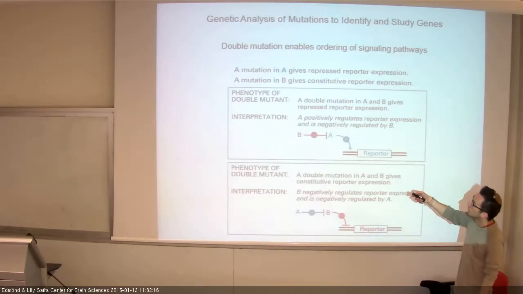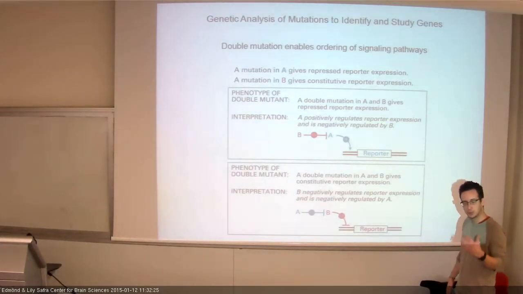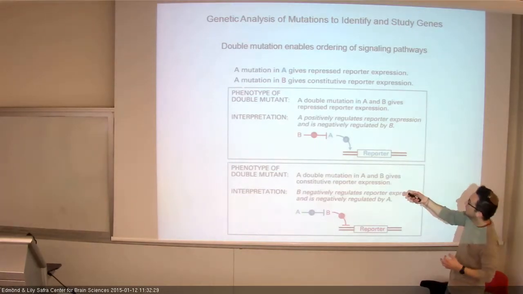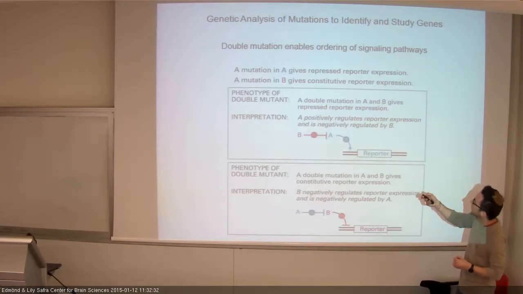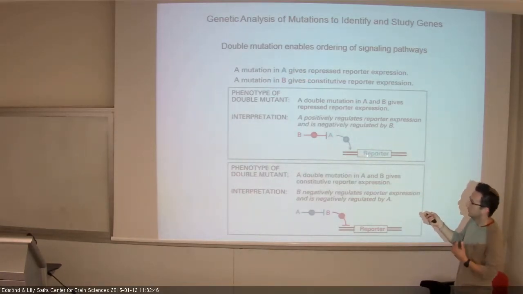Now we induce a double mutation in the same experiment, and we have two possible results, and each one has just one possible interpretation of the order of the two components. So if a double mutation in A and B gives repressed reporter expression, the same outcome as the single mutation in A, then we would have to say that A has a more direct effect on the reporter, and that A comes after B.